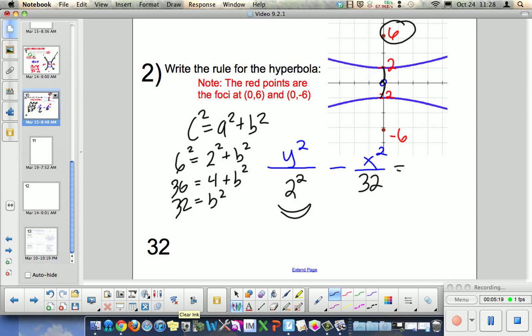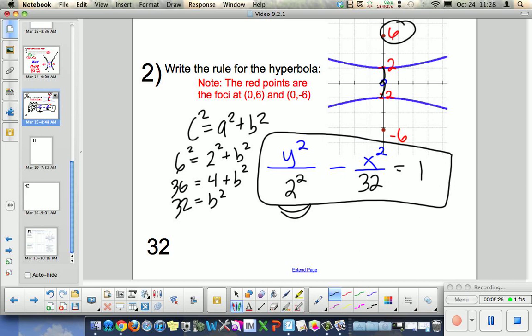So here is your completed rule. Of course, it equals 1, but here's your completed rule. So the hardest part should have been finding this 32. But again, it's the same idea. We're going to use the equation that describes the information about the foci to help us with that part. So hopefully that clarified a couple of things and helped you check your answer for this particular video 921.